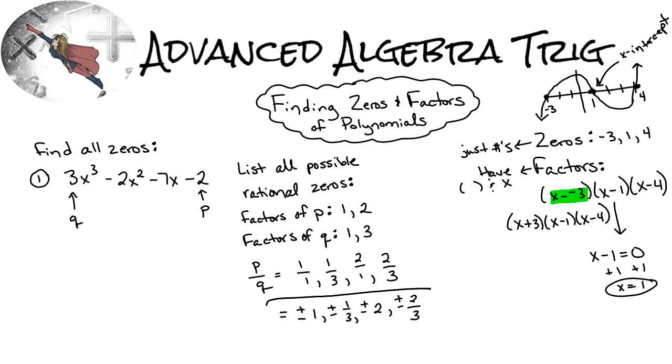What this is a list of all of the possible rational zeros. So these are the possibilities. That doesn't mean they're all going to be zeros of the function.